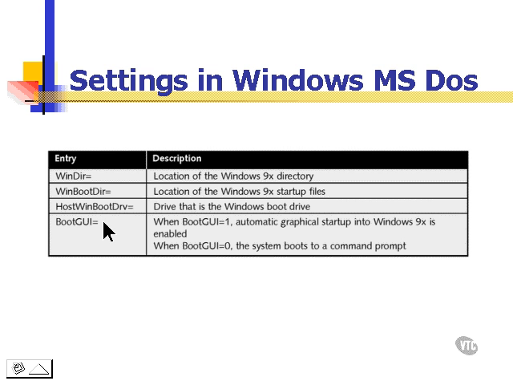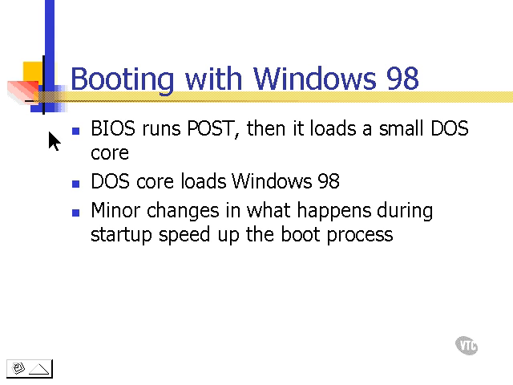To start Windows 98, there's a very minor change which makes a big difference. In booting with Windows 98, BIOS first runs the Power On self-test, just as normal, but then it loads a small DOS core. The DOS core will then load Windows 98. This is a minor change in what happens, but it makes a huge difference in the speed at which Windows 98 can start up, considering all the things that Windows 98 starts.